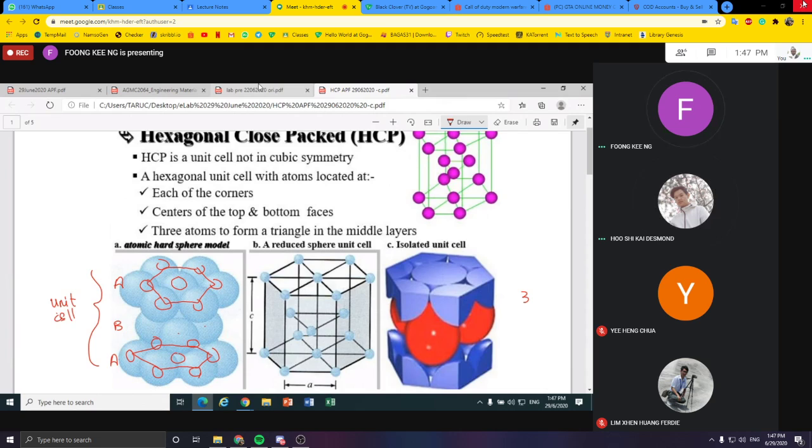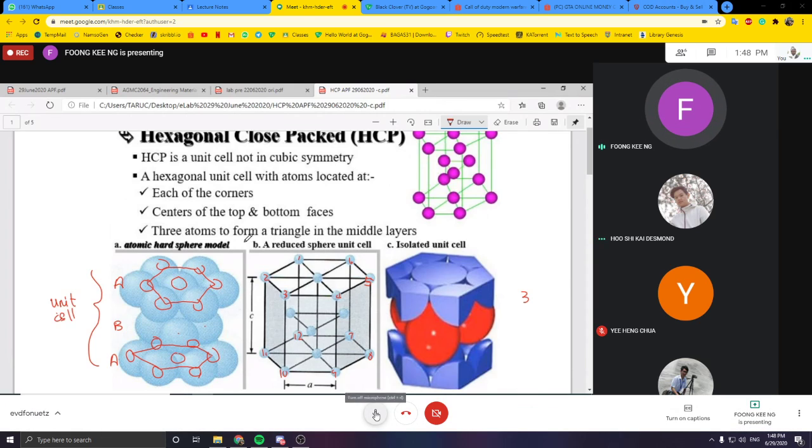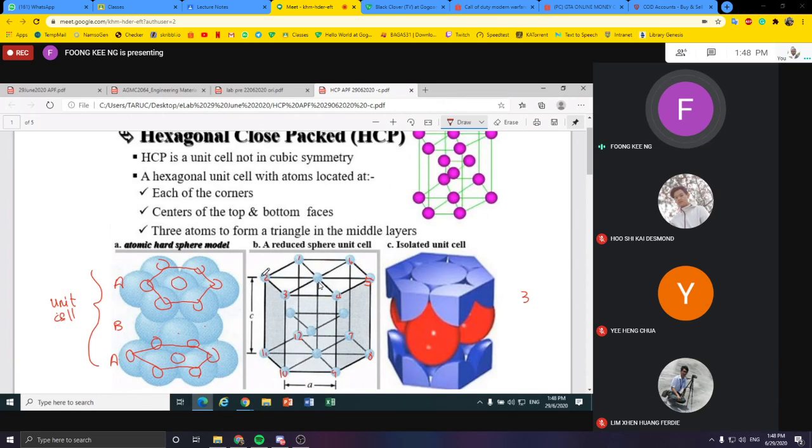Oh, so it says 12. There are 12 corner atoms. 1, 2, 3, 4, 5, 6, 7, 8, 9, 10, 11, 12. There are 12 corner atoms, but each of the corner atoms here, how many unit cells are sharing it? By now you should know it's not independent on its own, it's shared by other unit cells because there's another part coming in here. How many unit cells are sharing this corner atom? Any idea?